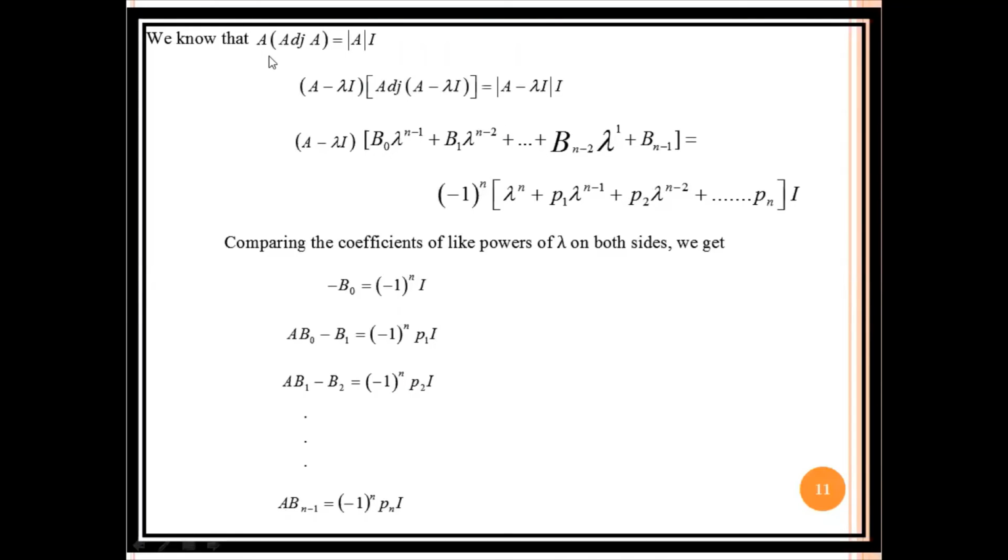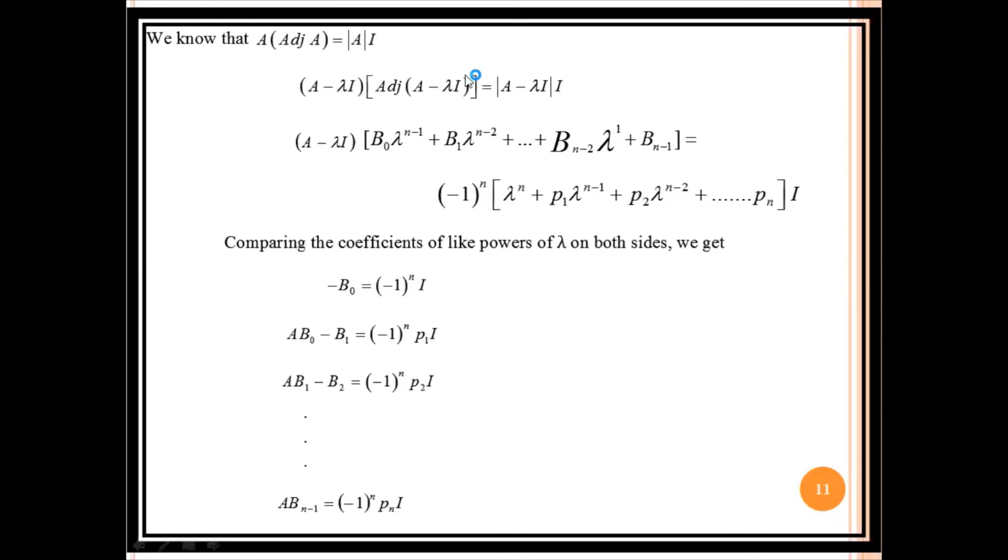Now coming to the next, we know from matrices one identity: A into adjoint A is equal to det A into I. This is always true. Now substitute all these values. After this step, we replace A by A minus lambda I, wherever A is there, right?